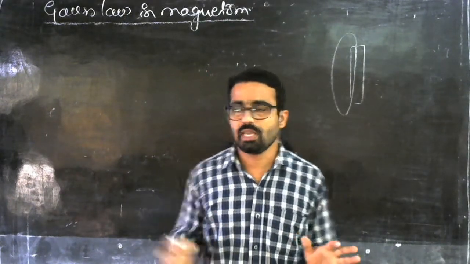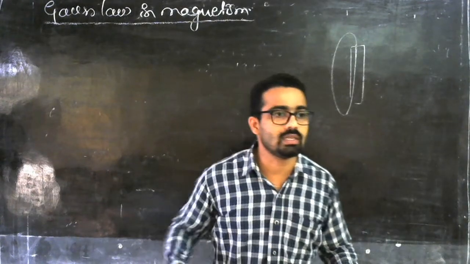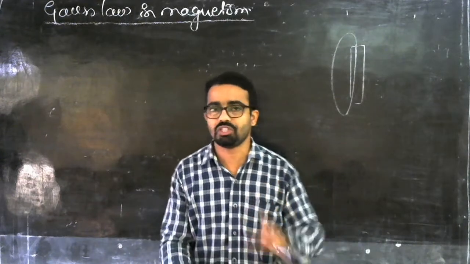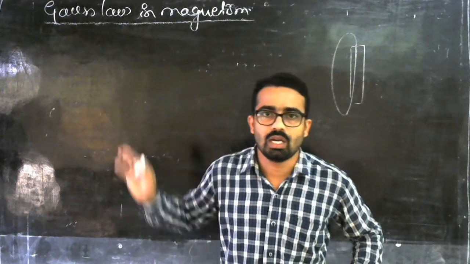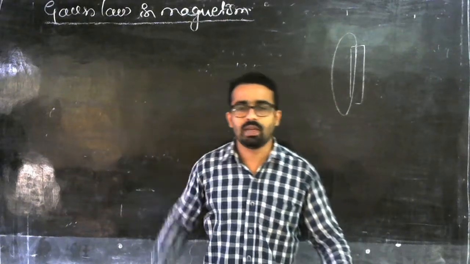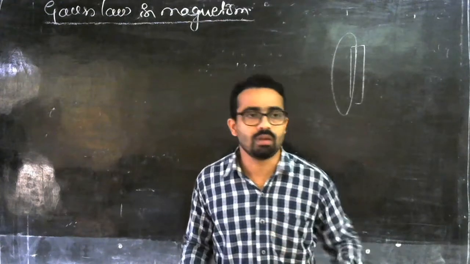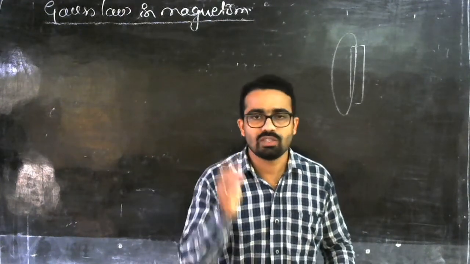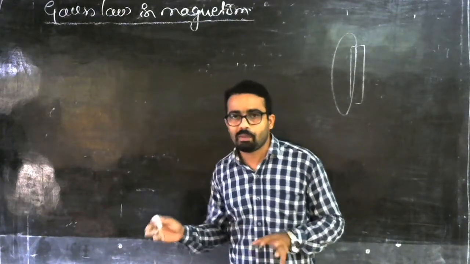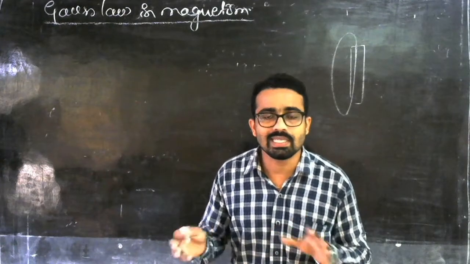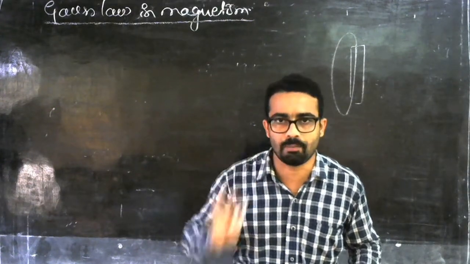Gauss is a very famous scientist and a genius mathematician. He was born in Germany. He designed the electric telegraph for the first time. Such a genius he was. That scientist gave a law in magnetism and he considered a closed surface. The surface should be closed, not open.